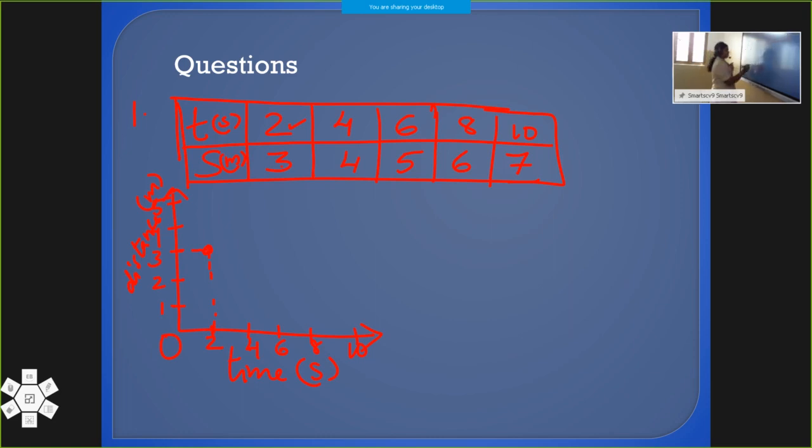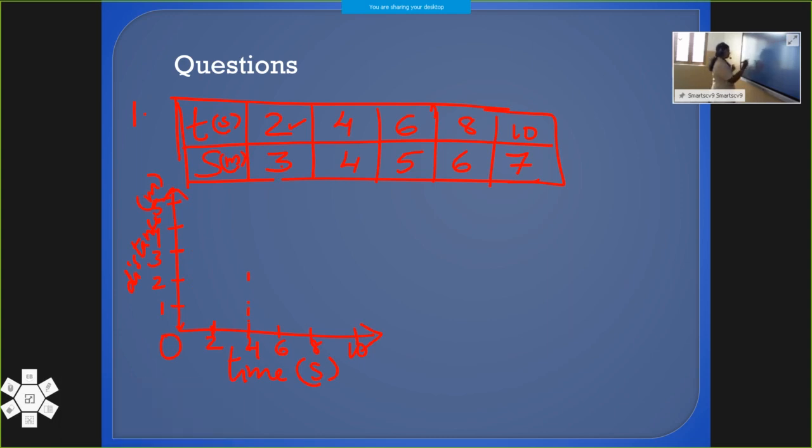Then 4 seconds, 4 meter. After 6 seconds, 5 meter. Then after 8 seconds, 6 meters, so it increases. And if you plot, will you get a straight line or a curve? You have to check whether it is uniform, so we can plot it once again.